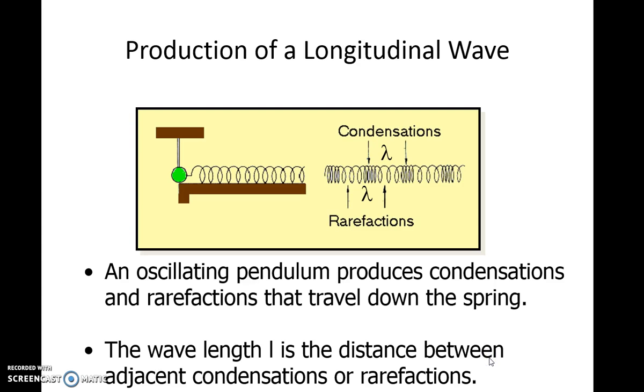So how do we produce a longitudinal wave? An oscillating pendulum produces condensations and rarefactions that travel down the spring. The wavelength L is the distance between adjacent condensations or rarefactions.